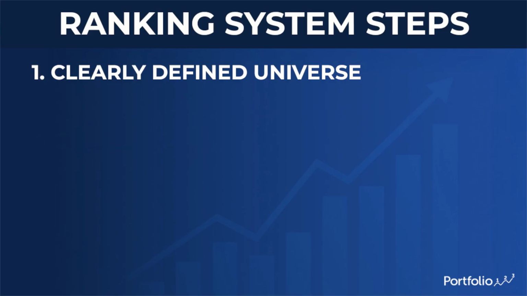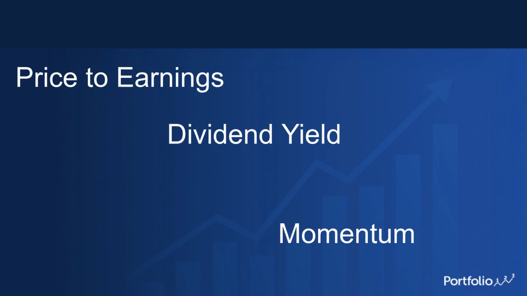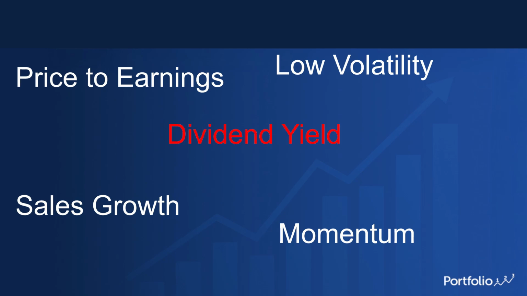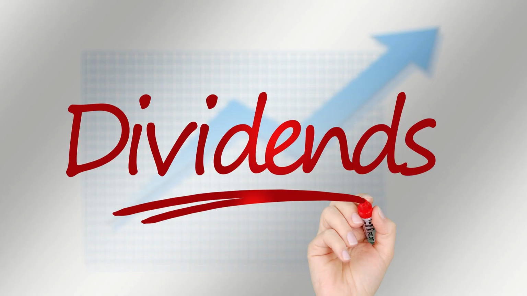Have a clearly defined universe. Why do you need to have a clearly defined universe? Because factors work differently depending on the universe you use. For instance, dividend yield is probably meaningless in biotech, but highly relevant in water utility stocks. I have selected the universe of the 300 largest dividend yielding stocks with a liquidity filter.